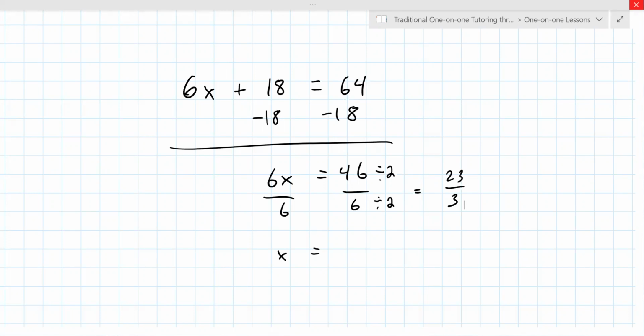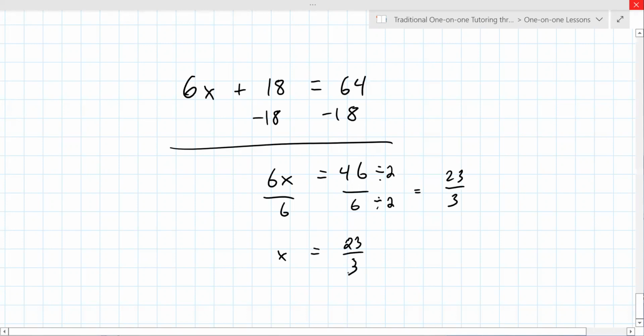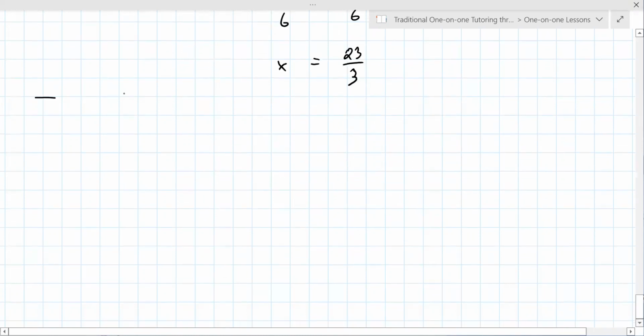So the answer is just 23 divided by 3. That's the answer. Is that going to show up in the test? I don't know, we're just practicing. So let's try another one here. 23 over 3. Yeah. Let's try another one here.